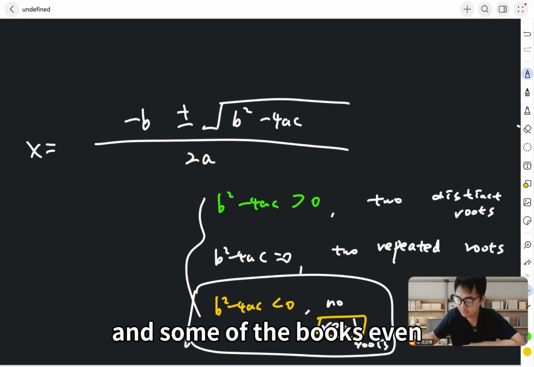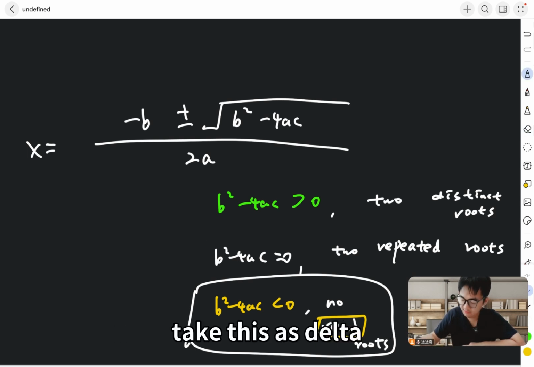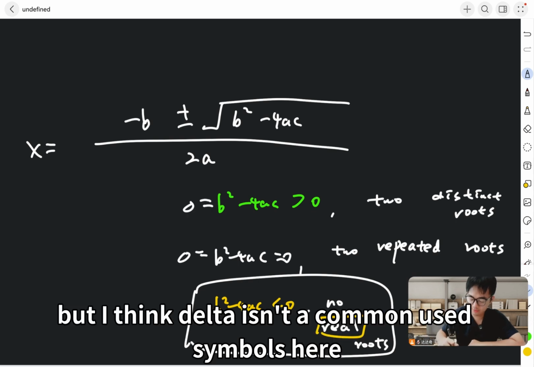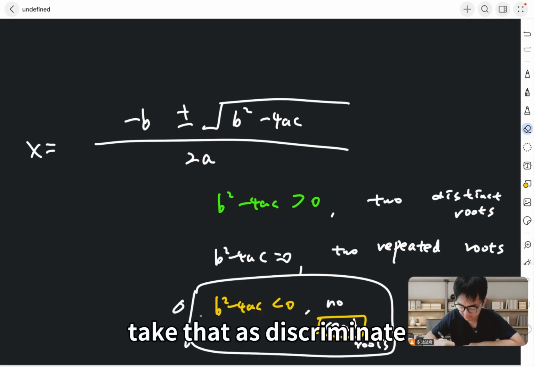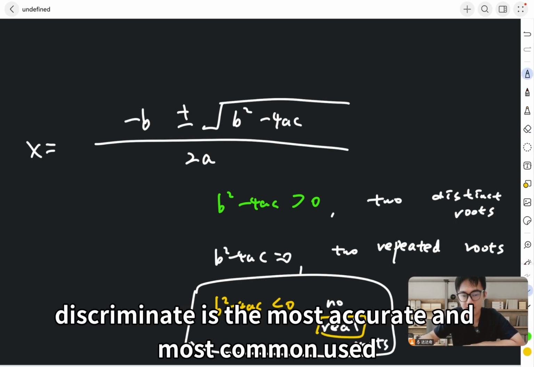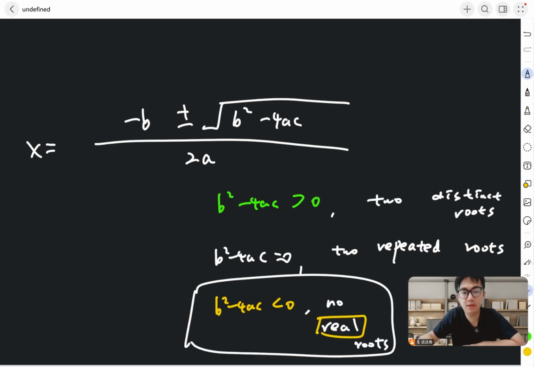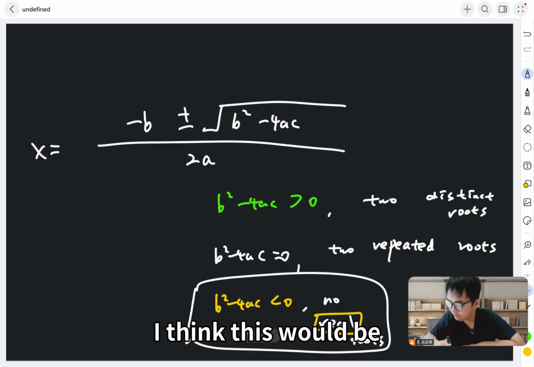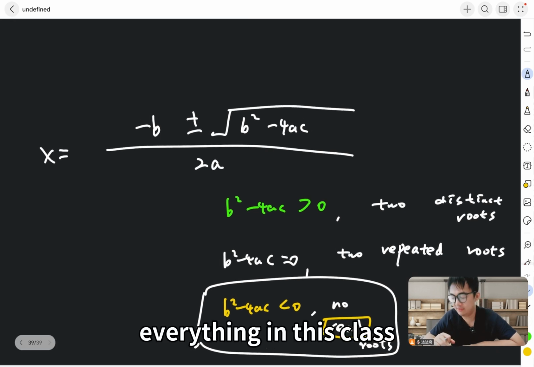And some of the books even take this as delta, but I think delta isn't a commonly used symbol here, so we can just take it as discriminant. Discriminant is the most accurate and the most commonly used. And I think this will be everything in this class.